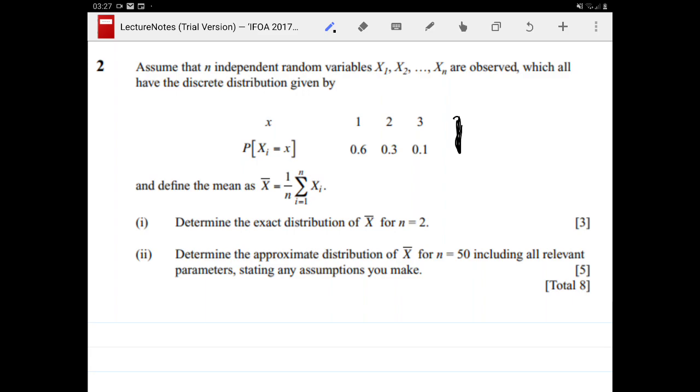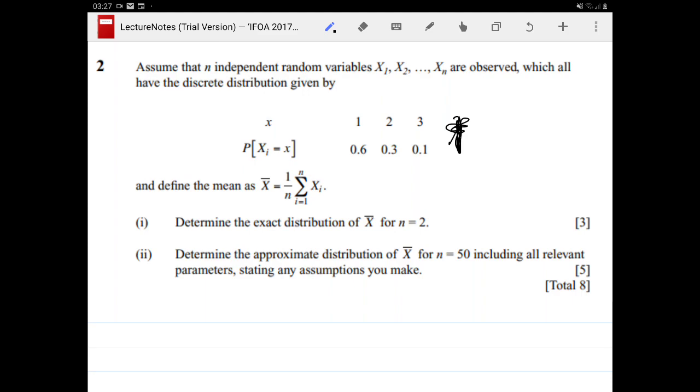IFoA past papers. Okay, so the question is, assume that n independent random variables x1, x2, up to xn are observed, which all have the discrete distribution given by this thing over here, and define the mean as the sample average, as we usually define the mean. Determine the exact distribution for x bar for n is equal to 2, and then determine the approximate distribution of x bar for n is equal to 50, including all relevant parameters, stating any assumptions you make.